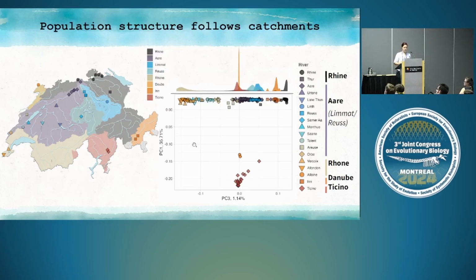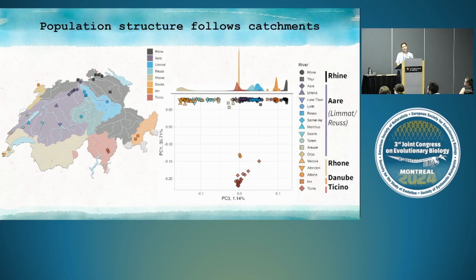We do see some more differences within this little cluster down here when we look at the next PC. There we can start seeing how the different catchment areas differentiate, and the different populations do have some differences, but it's much, much smaller compared to these large differences we've seen between the north and the south of the Alps, for example.